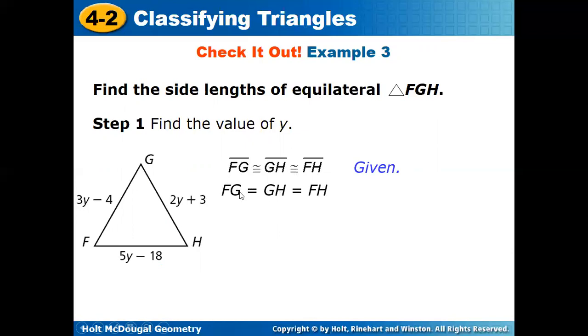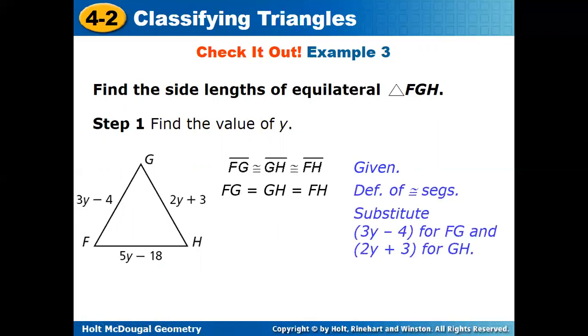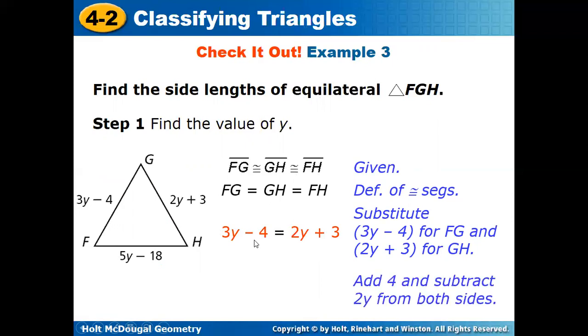So you can write now any two of them. Any two of them. Don't use the three. Only any two of them will solve this question. Now we have an equation. 3y here and 2y here, so we can subtract 2y from both. And negative 4 here, positive 3 here, so we can add 4 to both sides. So we have y equals 7.